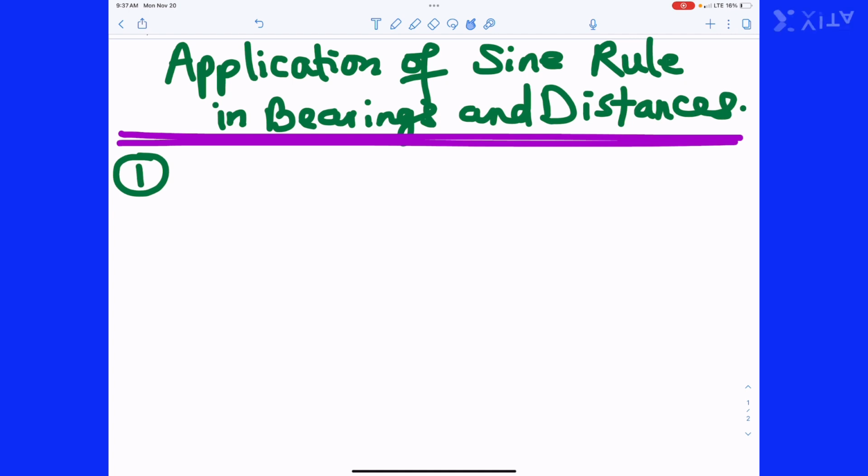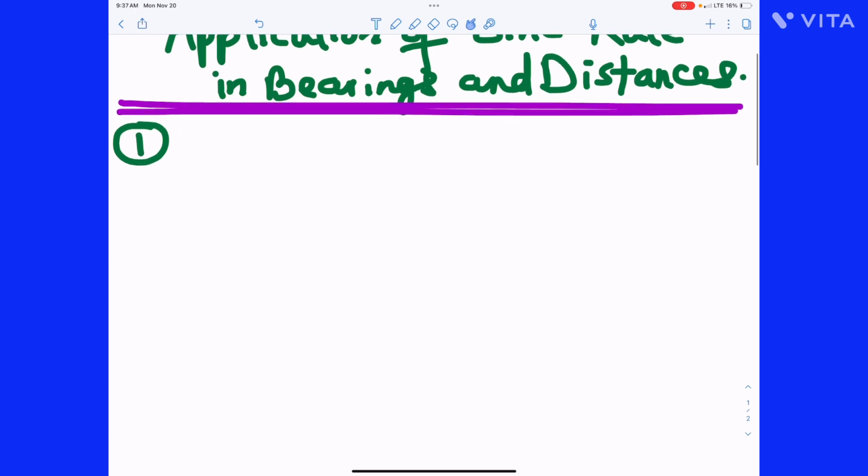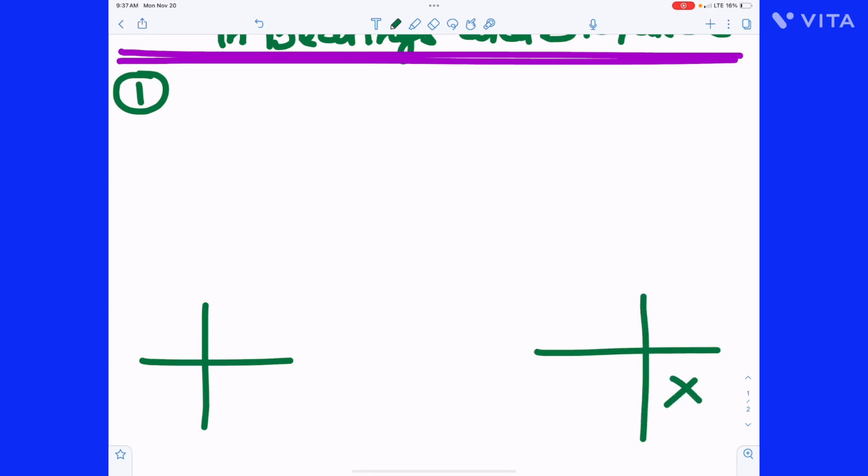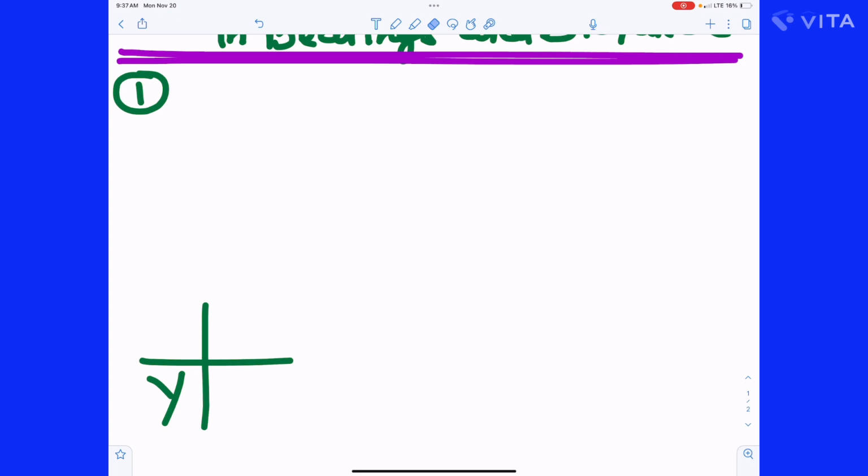Today, we're going to be looking at some applications of the sine rule in calculating bearings and distances. The first question in this exercise says, a point X is 34 meters due east of Y. So this will be X, and this will be Y. You see, 34 meters due east of Y.